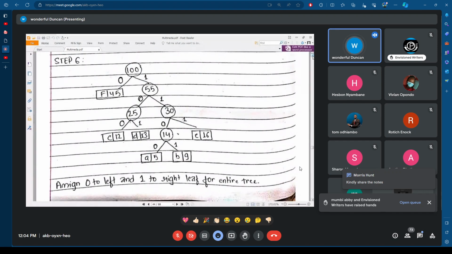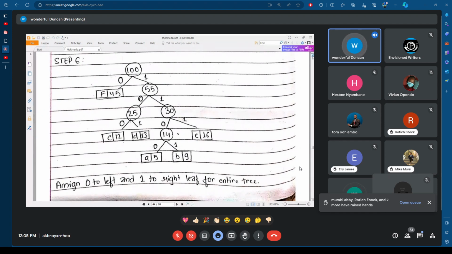Then we come to this tree and join this node of 30. So we have that branch connecting to 14, we put 0. This one from G to 14, we put 1. From 14 to that, we put 0. From 16 to that, we put 1. So when we have done that, we are compressing. Now we will take these binaries.